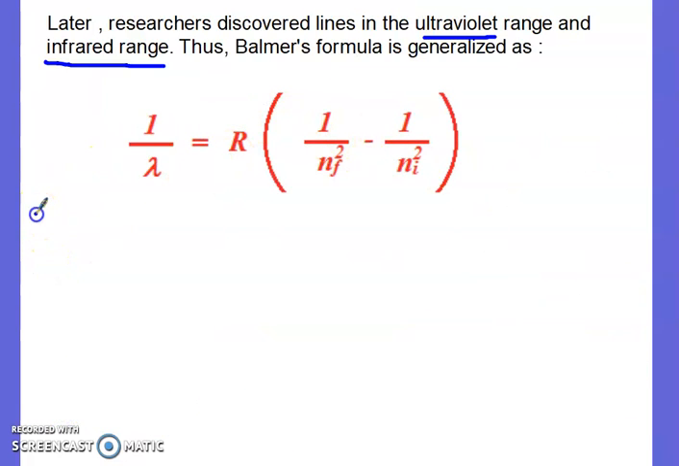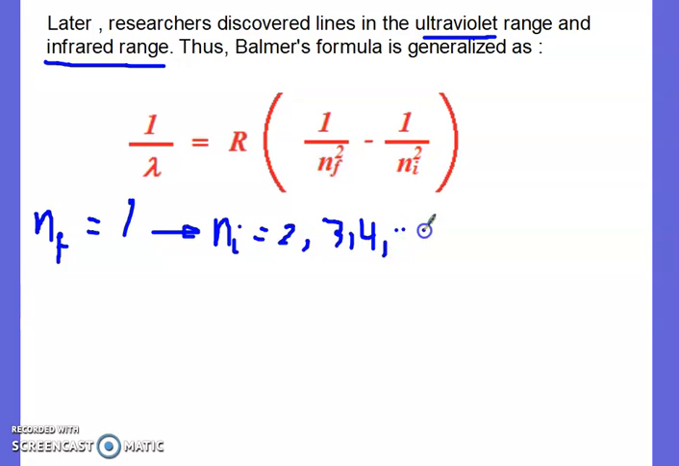Here, if the n final equals 1, then n initial starts from 2 or 3 or 4 up to infinity. And this is called in reality the Lyman series. And all the series lie in the ultraviolet range, meaning not visible to our naked eye.